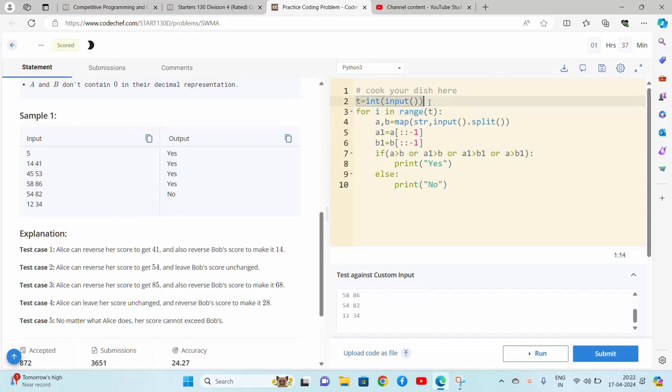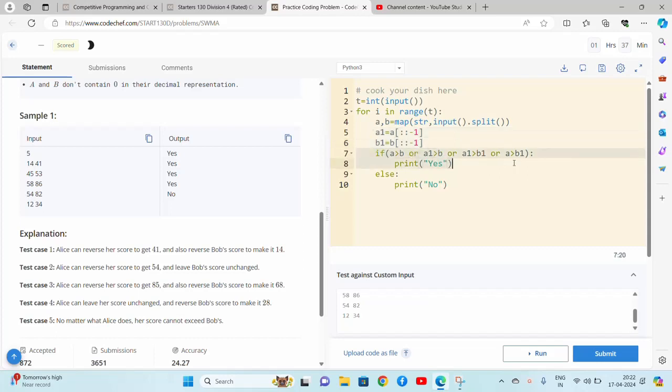And then here you can see that this is my logic. Here we need to take an input. This is T, the number of test cases. A and B are taken as marks in the form of strings because we need to reverse them. So I have directly used the slice operation. Here you can see.